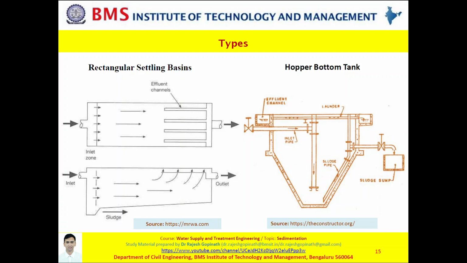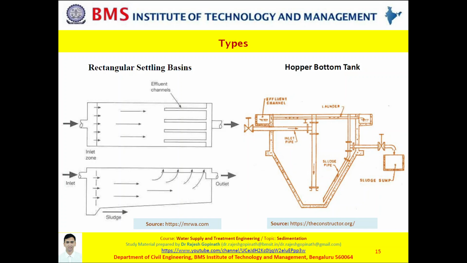As is obvious, the plan and cross section clearly indicate the rectangular aspect. So how does it work? The water enters from the inlet, then via baffles, then it goes to the settling zone, and then the clearer water goes via the outlet while the sludge is collected in the sludge zone.